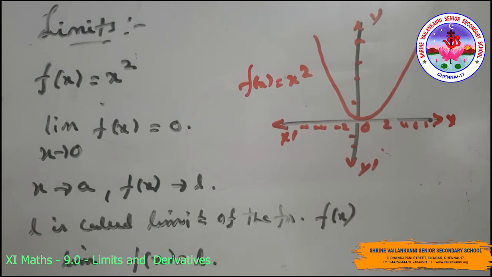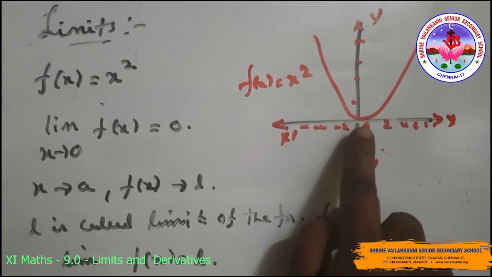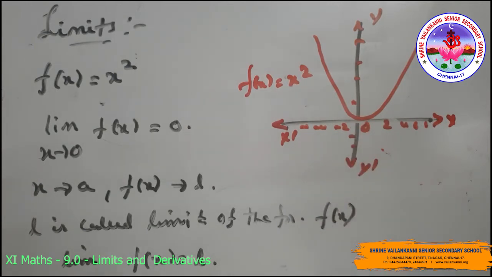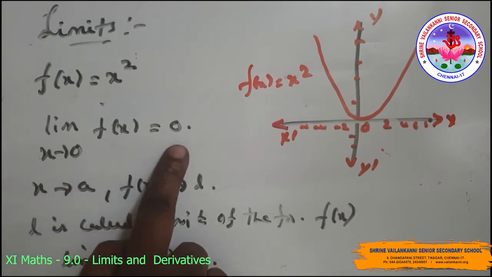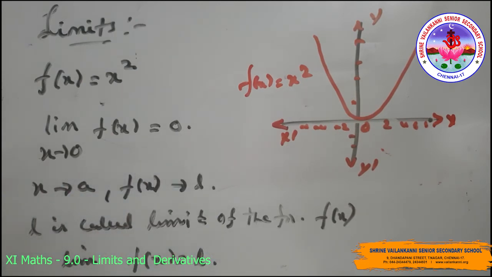Consider the function f of x equal to x square. Observe that as x takes values very close to 0, the value of f of x also moves towards the value 0. We say that limit x tends to 0, f of x, is equal to 0. When x takes values like -4, -3, -2, etc. till 4, we get f of x equal to 16, 9, 4, etc. till 16.